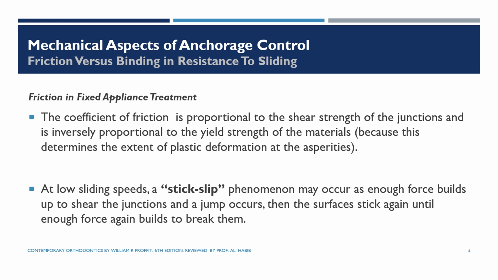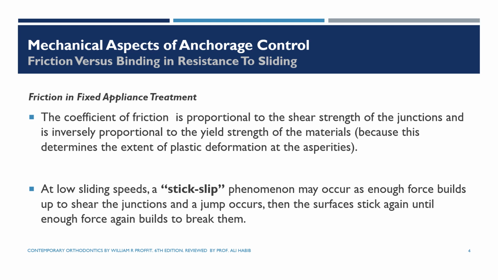The coefficient of friction, معامل الاحتكاك, is proportional to the shear strength of the junctions and inversely proportional to the yield strength of the material, whether it's nickel-titanium, stainless steel, or TMA. So when we have a material that has high yield strength, we expect a lower coefficient of friction, and vice versa. What happens is a phenomenon called the stick-slip phenomenon.